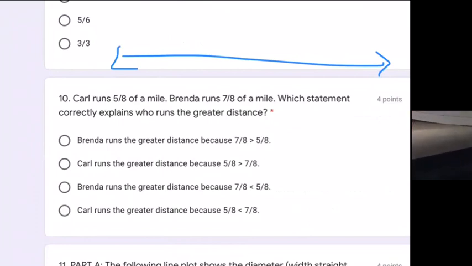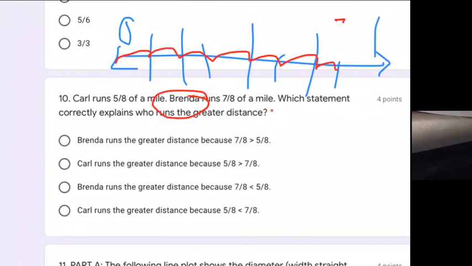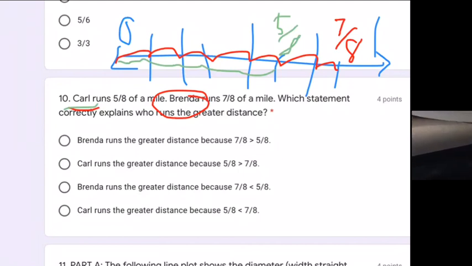So here is 1 whole mile, and I'm breaking it up into 8ths. The red is for Brenda. She ran 1, 2, 3, 4, 5, 6, 7 8ths. Here's Brenda. And then Carl ran 5/8. So Carl gets green. 1, 2, 3, 4, 5. Right here is 5/8. So it's pretty clear that Carl did not run as far as Brenda.